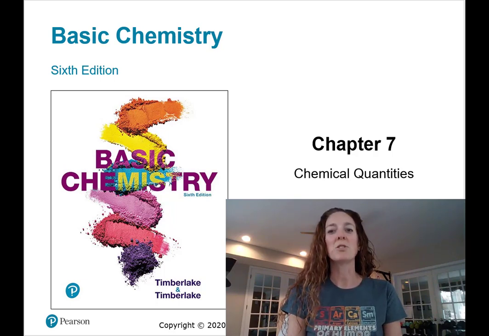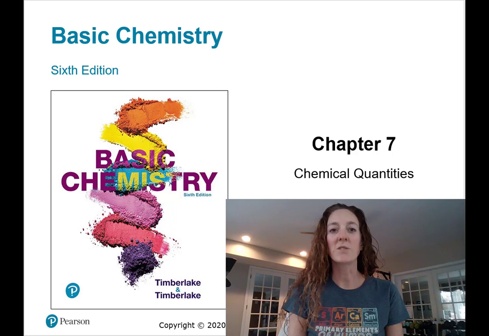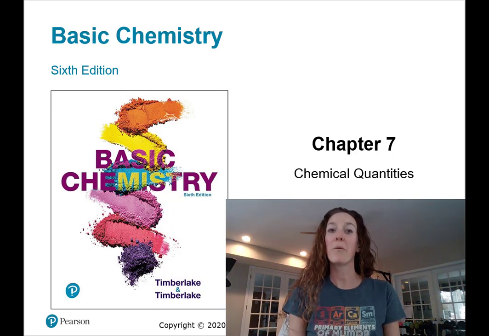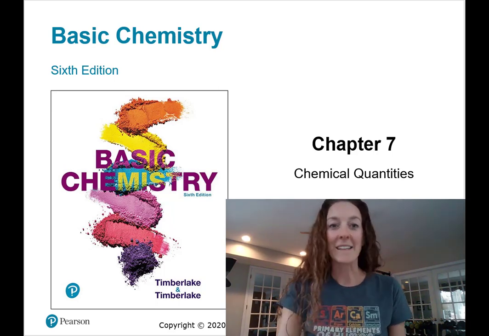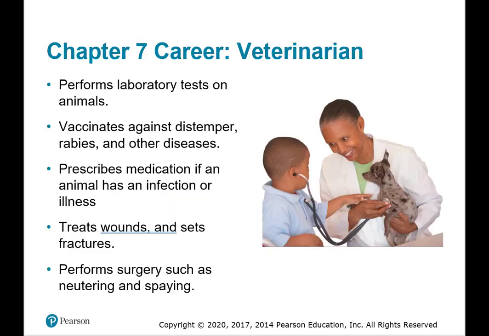We are starting on chapter 7, which is chemical quantities, where you will be introduced to the mole, which is Avogadro's number. Let's get started. This chapter's career is looking at the veterinarian.